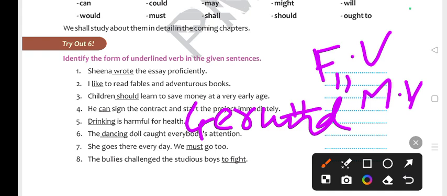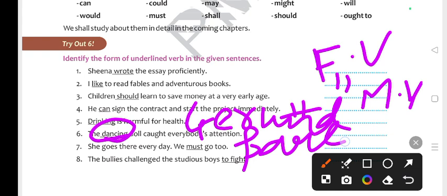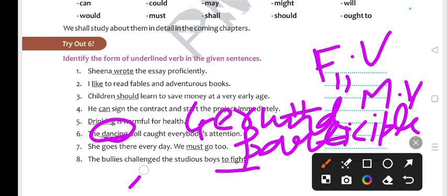The dancing doll caught everybody's attention. Here it works as an adjective. It's defining doll. How is the doll? The doll is dancing. So here it is a participle. I'm just writing here participle. Now let's talk about the last one. The bullies challenge the studious boys to fight. This is an infinitive because it does not change with the noun or pronoun.